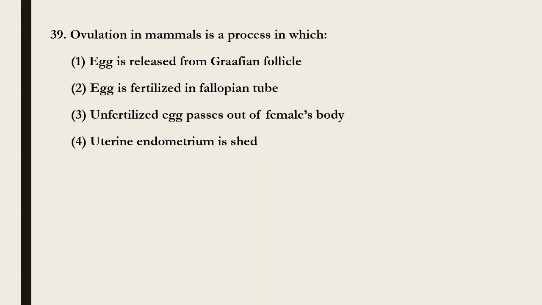Question number 39. Ovulation in mammals is a process in which: option 1, egg is released from Graafian follicle; 2, egg is fertilized in fallopian tube; 3, unfertilized egg passes out of female's body; 4, uterine endometrium is shed. Ovulation is defined as a release of ovum from ovarian follicle, or maybe Graafian follicle. So option 1 is the correct answer. Egg is nothing but ovum, released from the Graafian follicle.